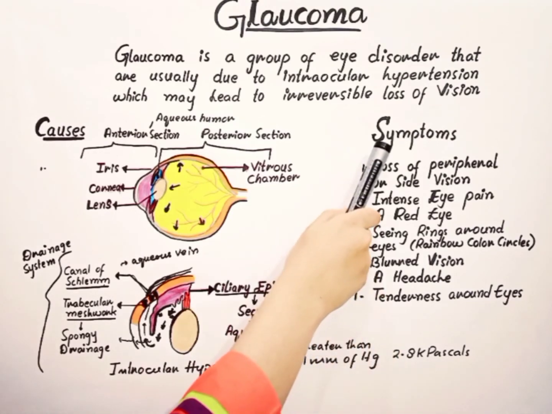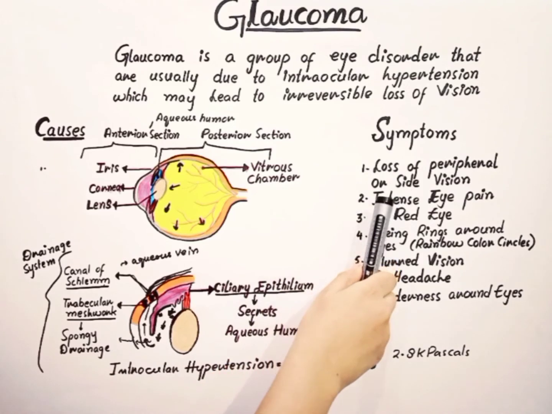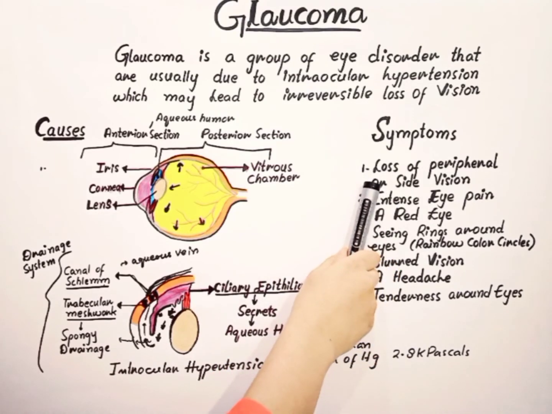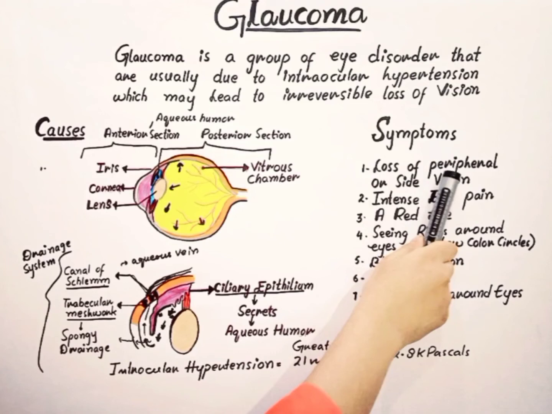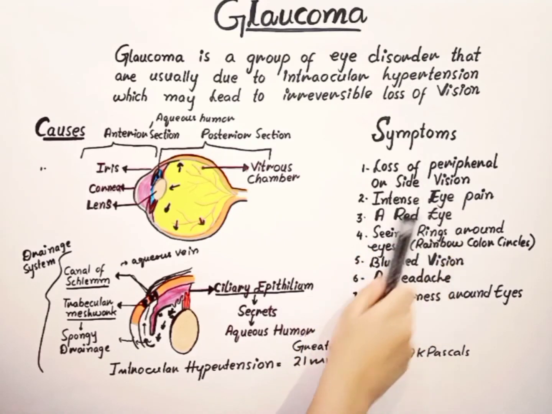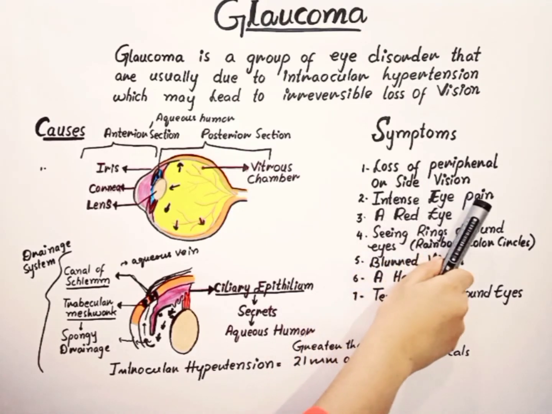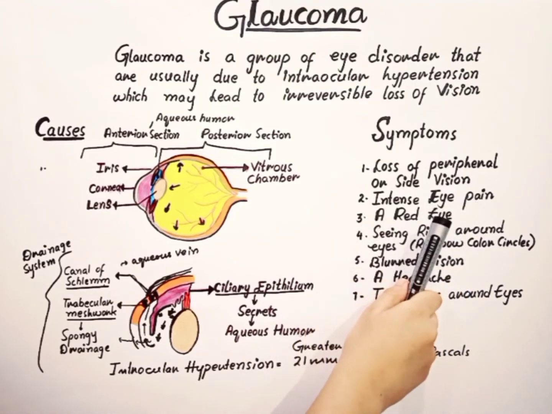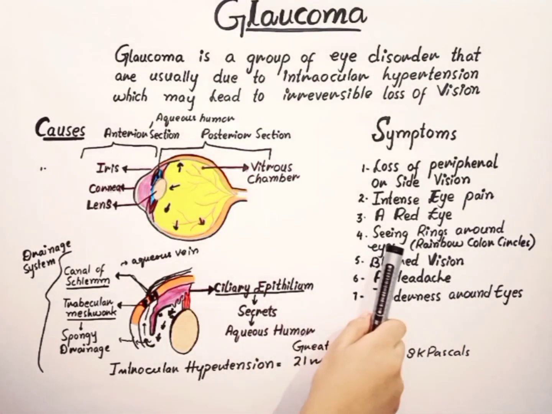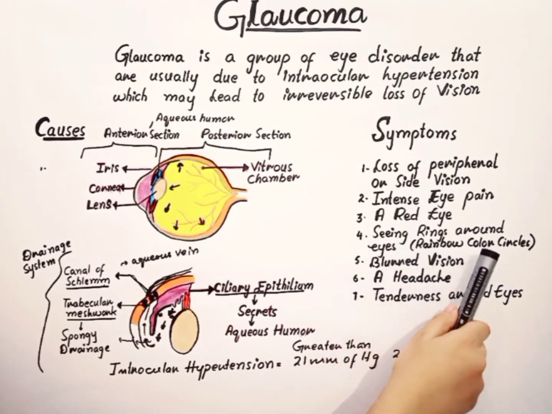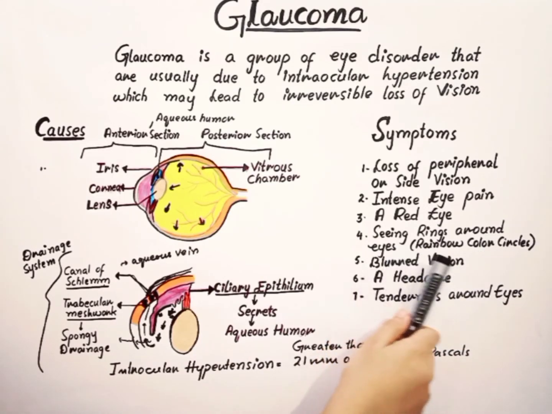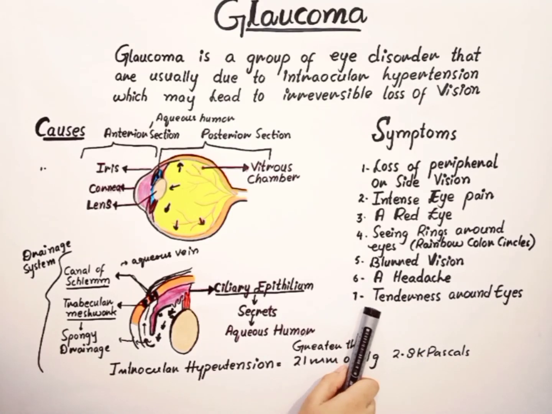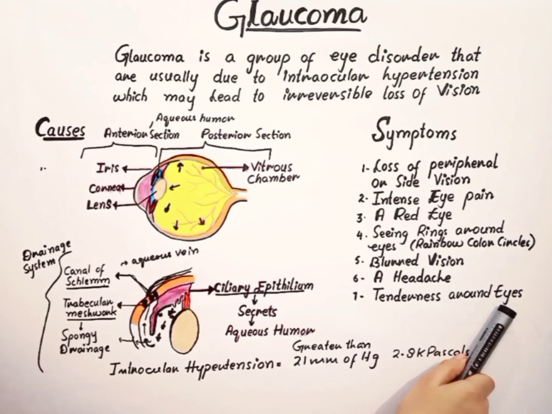Now, what are the symptoms of this glaucoma? In glaucoma, a patient may lose peripheral or side vision. There is intense eye pain. The eye may be red, a red eye, and the patient may see rings around lights. When you see any object, rainbow colored circles may appear. There is blurred vision. A patient may suffer from headache and continuous tenderness around the eyes.